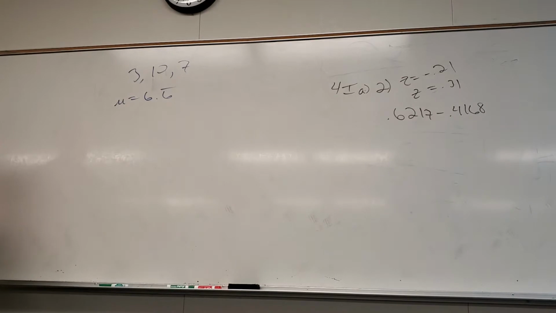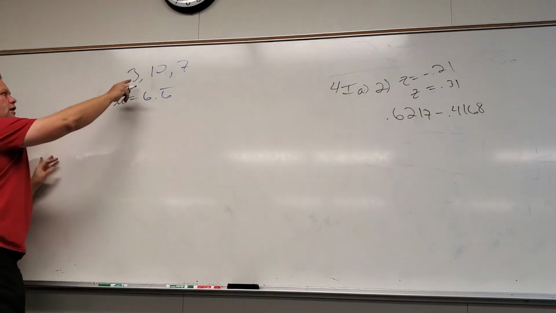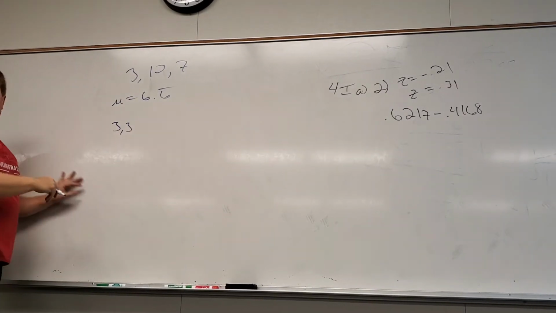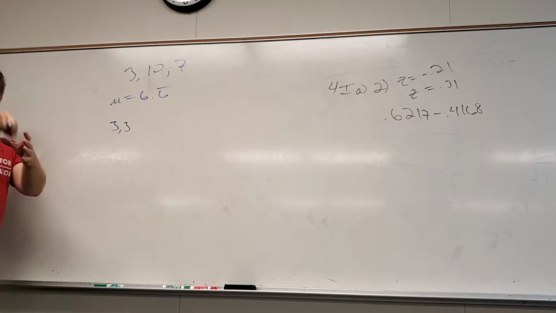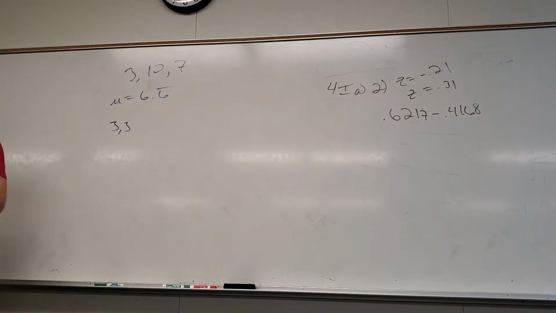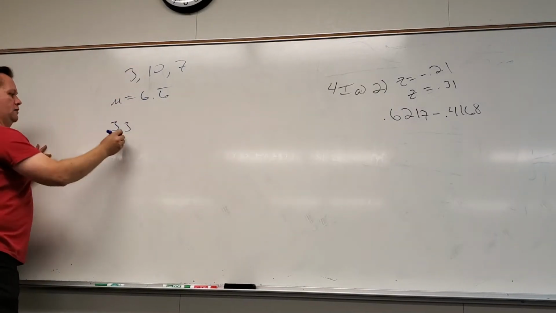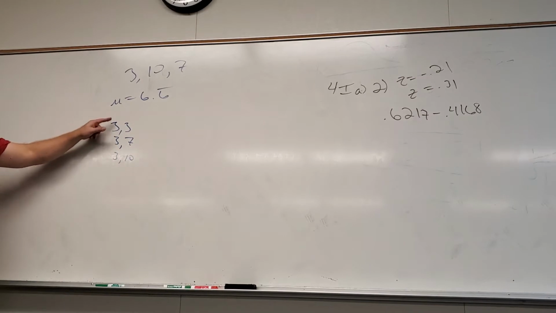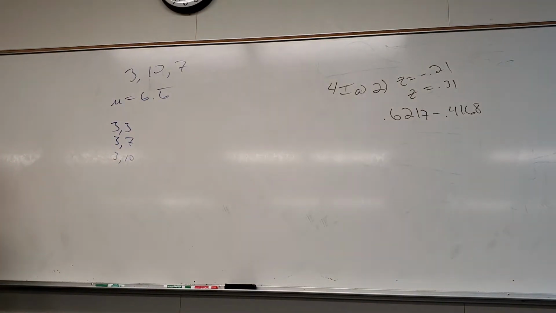Now help me out real quick. This is not going to be so quick, but oh well. If I pick 2 numbers out of this hat, I can drop it back in. I could get, for example, a 3 and then a 3, right? What's another thing I could get? 3 and then 7, or 3 and then 10. Are you guys with me? Yeah. There's 3 samples of size 2.